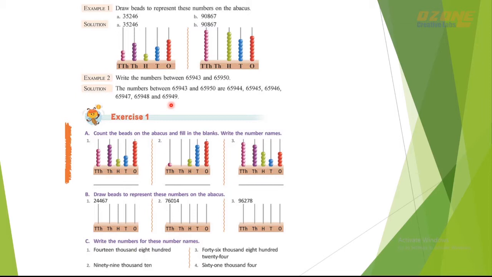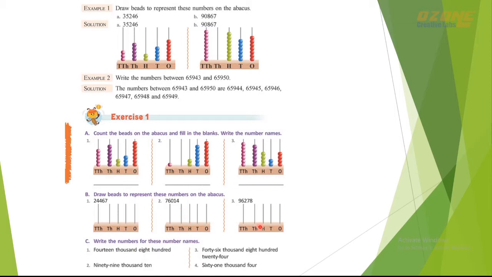So we'll go through the exercise. Count the beads on the abacus and fill in the blanks. Just count the beads and write the numbers below that. B. Draw beads to represent the numbers on the abacus. Some numbers are given. We need to draw beads on each place. Wherever 0 comes, no need to draw anything, or wherever the place is empty, that is considered as 0.